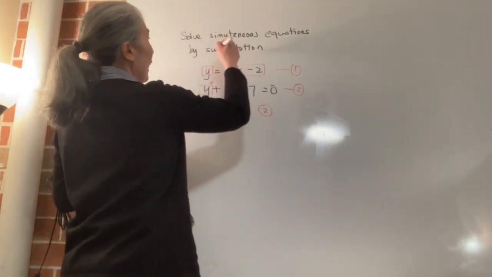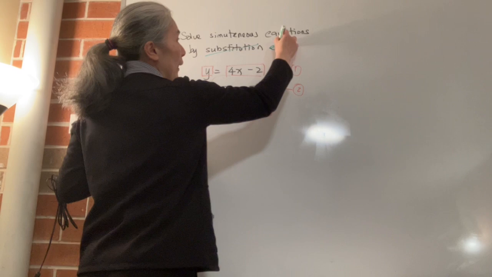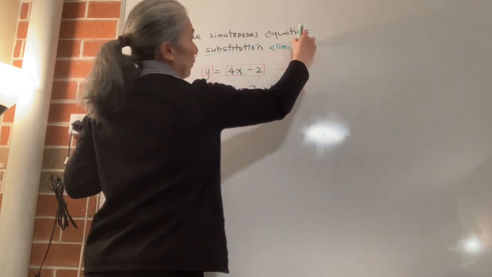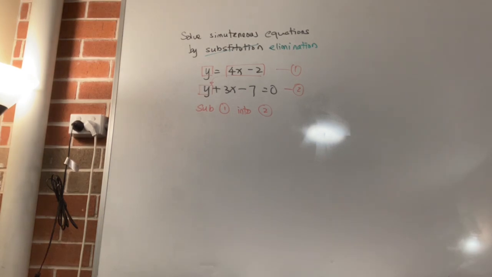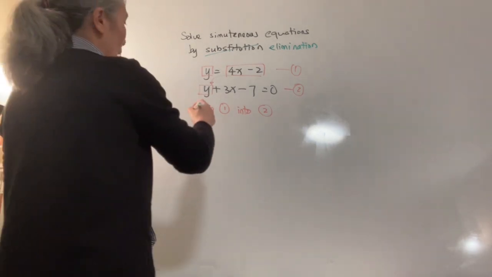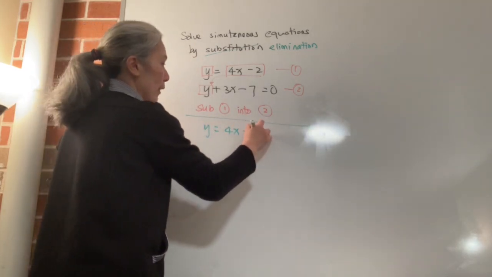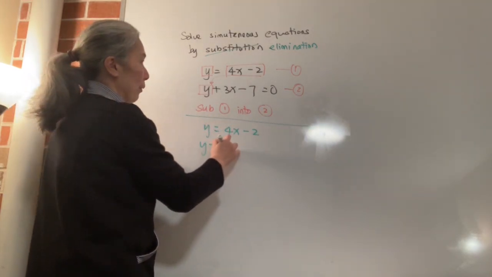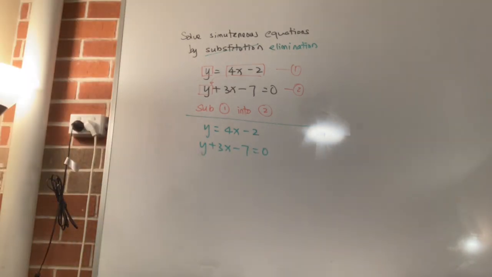Okay, and then I want you to change it. Use the same questions. I want you to do elimination. So if I want you to do elimination, how is your working out going to turn out to be? So you are going to have the same questions. You have y equal to 4x minus 2, y plus 3x minus 7 equal to 0. So elimination.